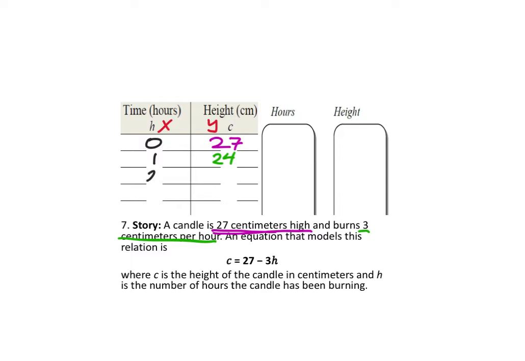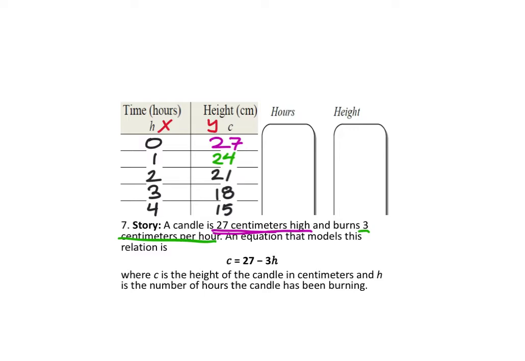And if I burn this candle for another hour, it would burn another 3 centimeters, which would make that 21 centimeters tall. And if I burn it for another hour, so now 3 hours, it's going to burn off another 3 centimeters. 21 minus 3, 18. And then another hour would be 4 hours, so it's going to burn off another 3 centimeters, which would then make that 15 centimeters tall. Now you could continue this table if you wanted to, but that's about as big as it is. So that's as much as I'm going to make it, okay?